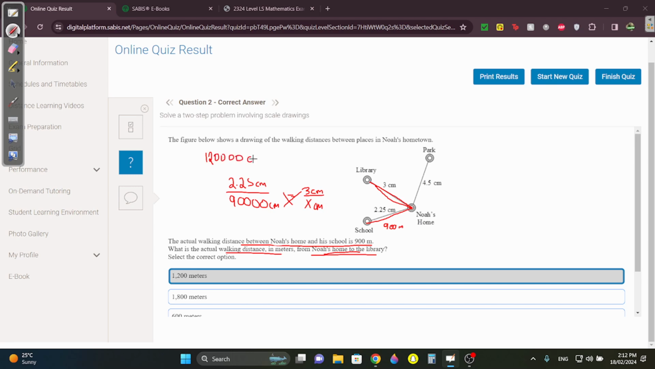Okay, and this is in centimeters, but they want it in meters because all the choices are in meters. If I divide by 100, you're going to get 1200. Oh, that's another zero. Yeah, that's it. These questions are pretty straightforward.